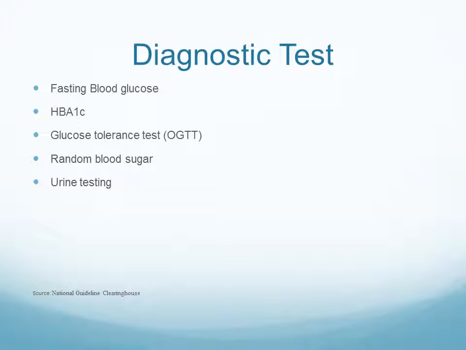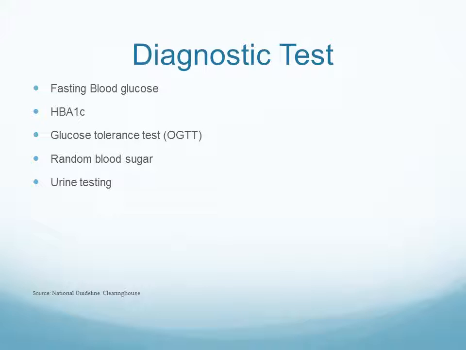Diagnostic tests. According to the National Guideline Clearinghouse, there are primary tests that can be used to diagnose diabetes. These tests can be used in screening and management of the disease. The tests include hemoglobin A1C, oral glucose tolerance test, and fasting blood glucose.